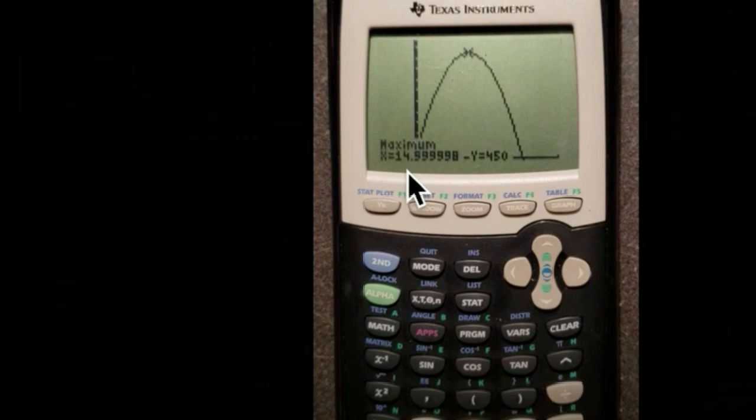And it looks like when x is about 14.999 repeating, better known as 15. Remember, our calculator rounds, it really should be 15. When x is 15, the maximum area of this dog pen is 450. So 450 square meters is the maximum area of this dog pen, and that occurs when x is 15 meters.